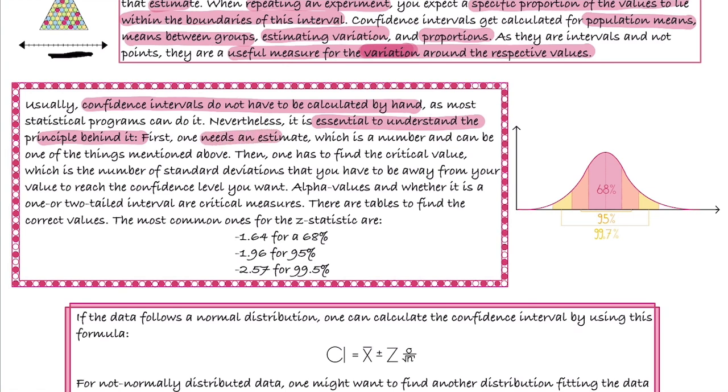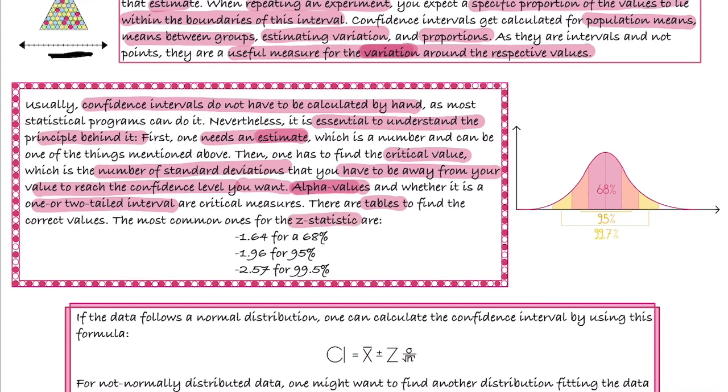First, you need an estimate, obviously, which is the number and can be, for example, the population mean. Then you have to find the critical value, which is the number of standard deviations that you have to be away from your value to reach the confidence level you want. Here it's also important to consider alpha values and whether it's a one or two tailed test, and then there are tables to find the correct values.